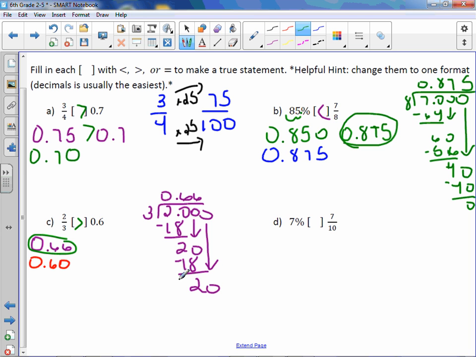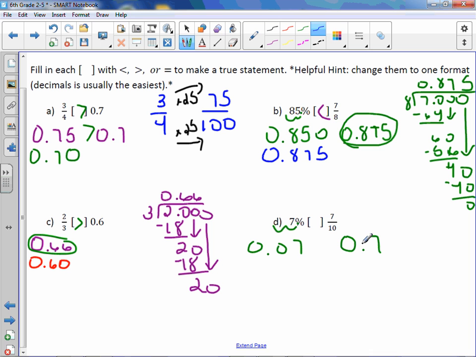Letter D. With percents, we can still use our trick. The decimal point is all the way to the right. Move it 2 to the left. We get 0.07. And 7/10 is a nice and easy one. We know how to read it and write it. 7/10 is 0.7. Let's line up our decimals one on top of the other. And remember, there's an understood 0 in front of every decimal point.